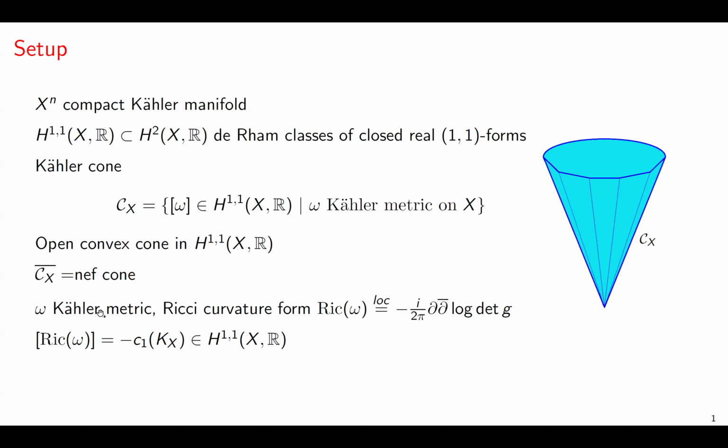If I have a Kähler metric, the other main character we will need is the Ricci curvature, which is also a closed real (1,1) form, Ric(omega). Locally, it's the dd-bar log of the determinant of the metric, up to this factor of minus i over 2 pi. And this is just the curvature of a smooth metric on the anti-canonical bundle. So the cohomology class of the Ricci form is the same as minus K_X. Okay, so independent of the metric, of course.